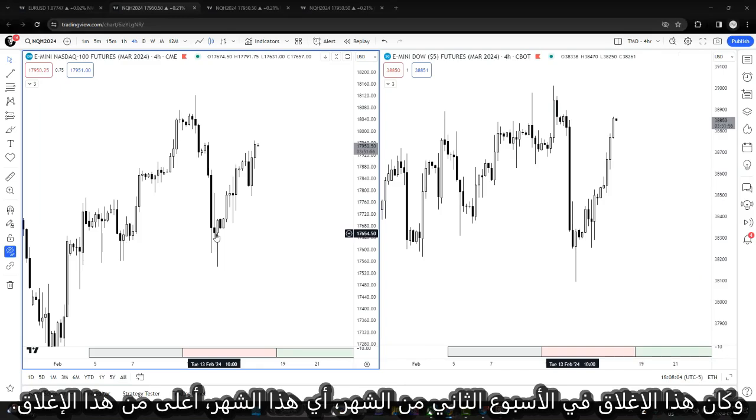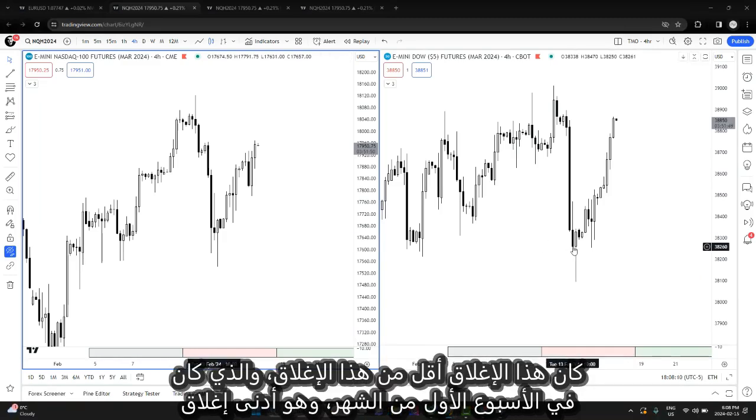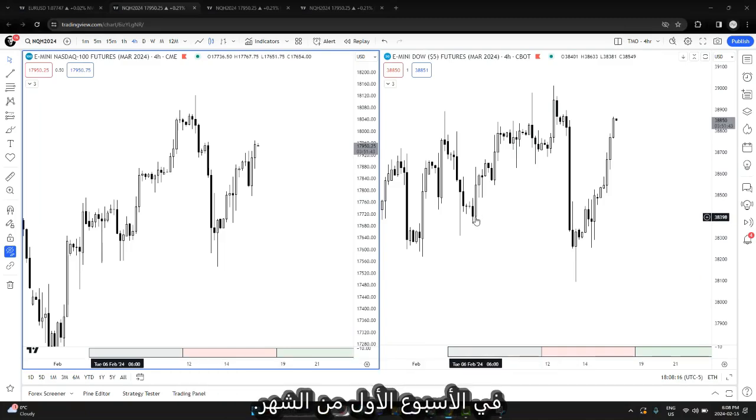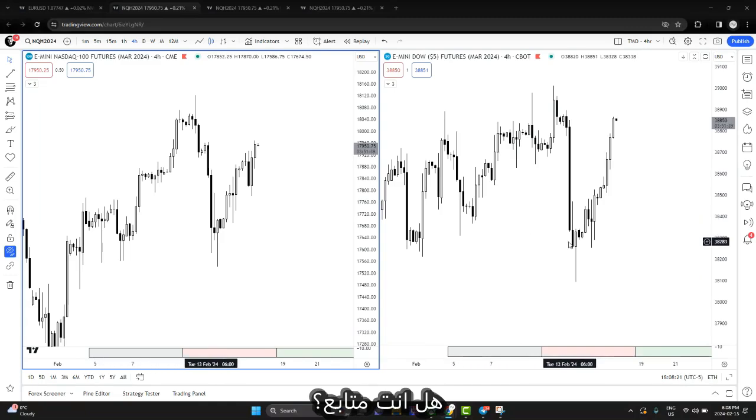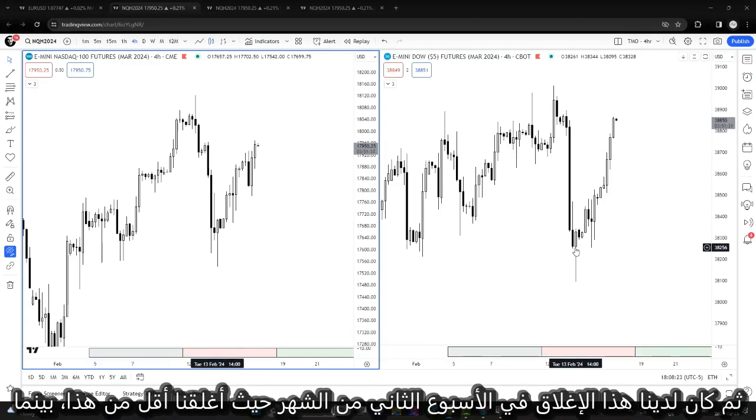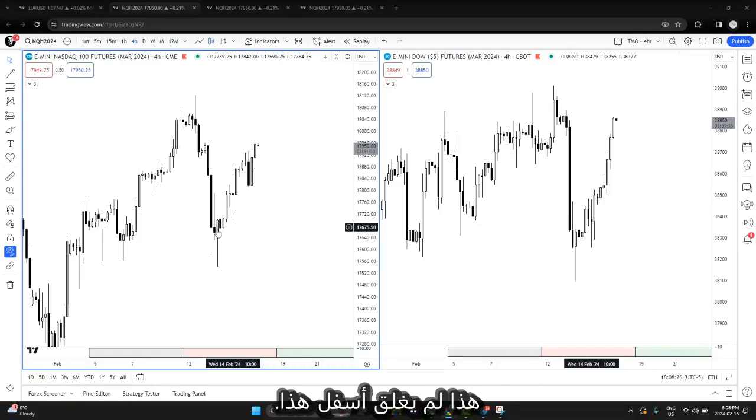This close in the second week of the month, which is this month, was above this close. This close was below this close, which was the first week of the month. The lowest close in the first week of the month. Are you following? And then we had this close in the second week of the month closing below this one, while this one did not close below this one.